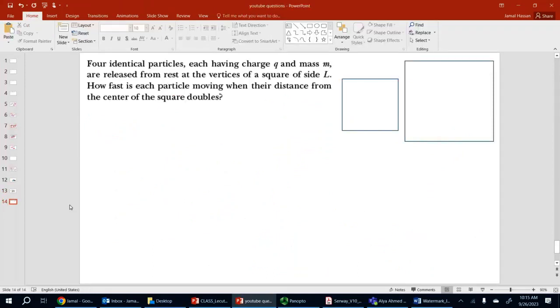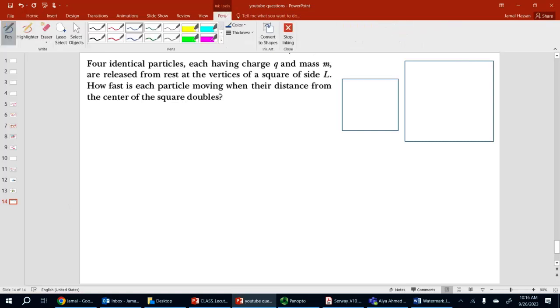Let's consider this question. We have 4 identical particles, each having charge Q and mass M, released from rest at the vertices of a square of side L. So the question says, how fast is each particle moving when their distance from the center of the square is doubled? Okay, so let's explain this. Initially you have 4 particles. They have the same Q. One here, one here, one here.